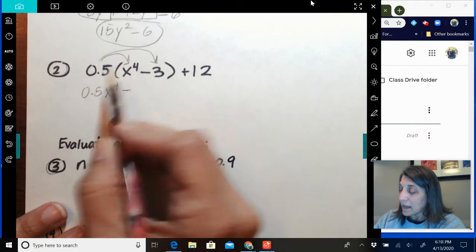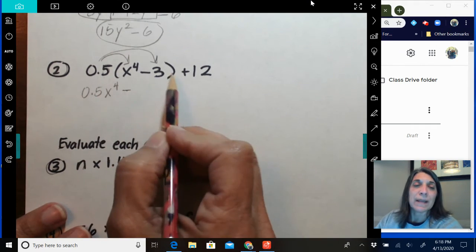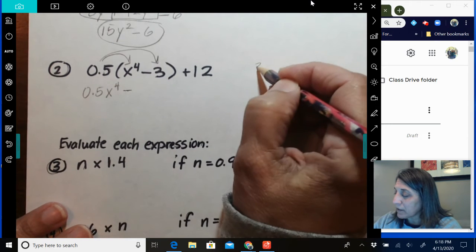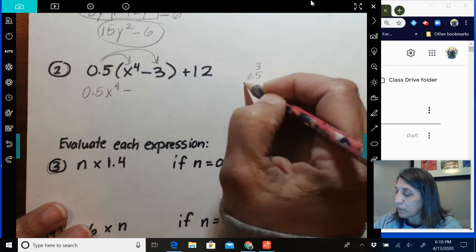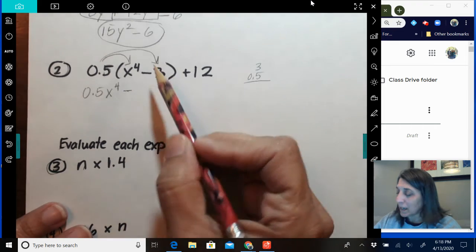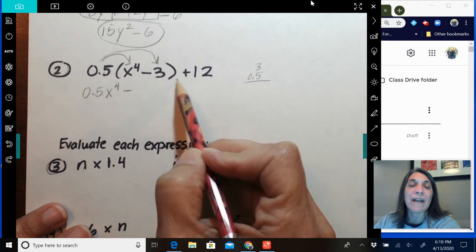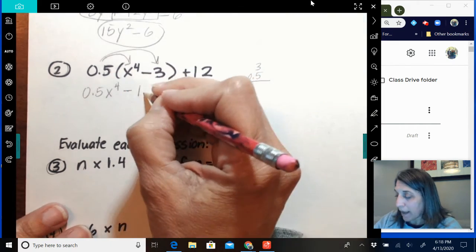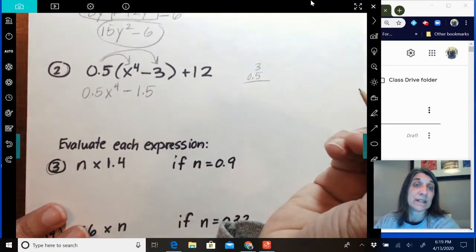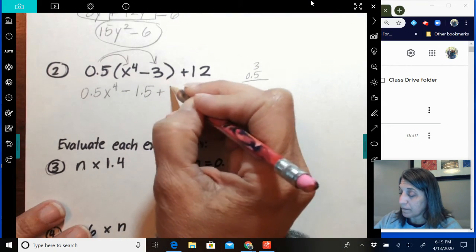And then I have a minus, and so when I'm doing 0.5 times 3, if you need to come out here to the side and do this kind of multiplication, that's fine, but just think about it. This is just half. What's half of 3? Half of 3 is 1.5, and just leave it as a decimal, plus 12.